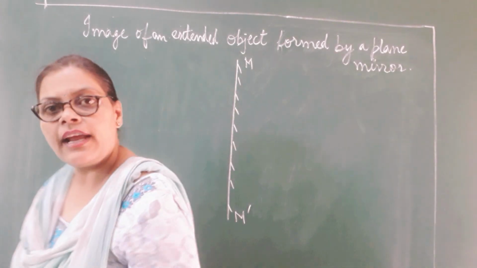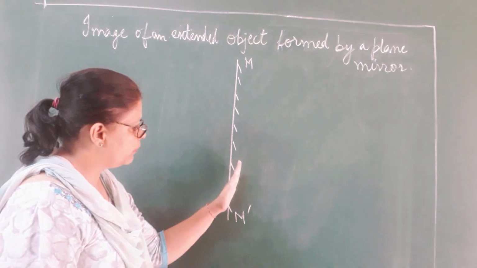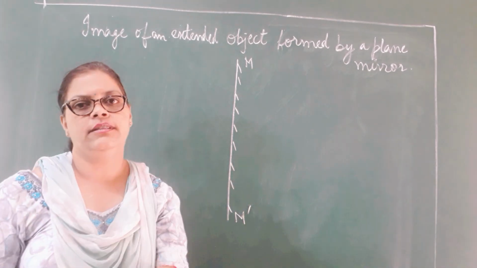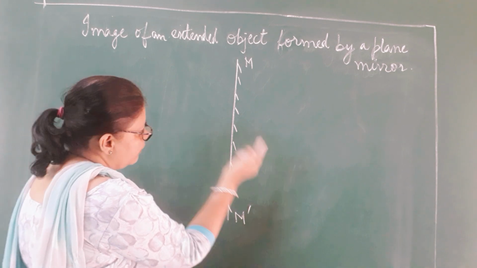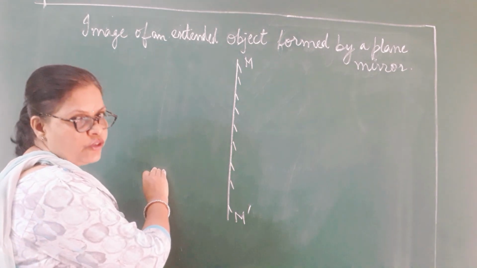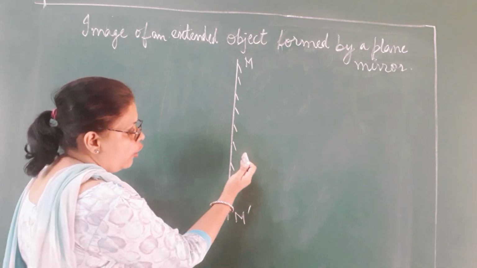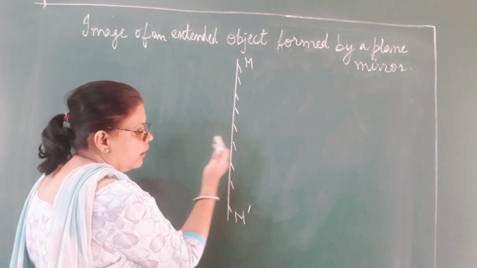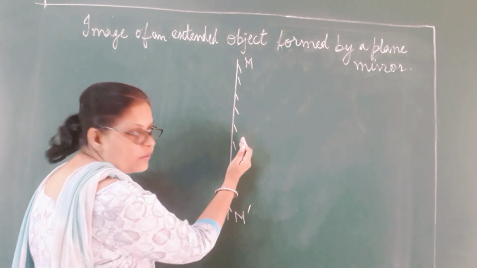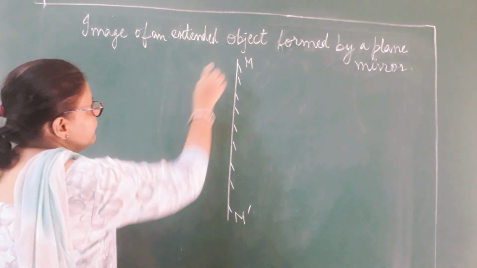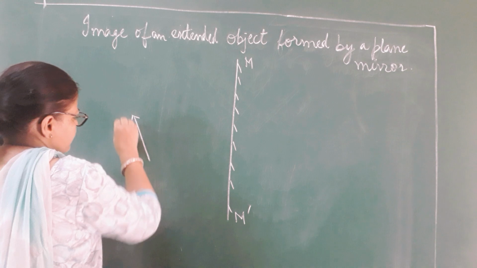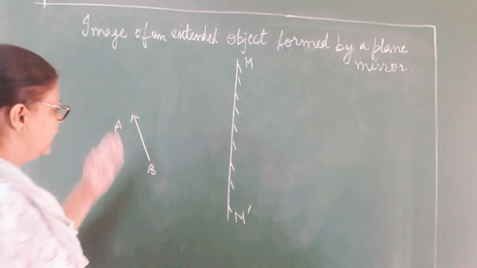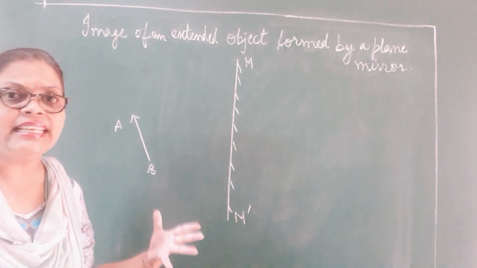If you remember, children, I told you your object has to be taken opposite to the polished surface. You can see the polished surface is this side. So where am I going to keep the object? The opposite side. Right, children? You cannot keep the object here. The object should always be placed towards the reflecting surface, not towards the polished surface. So because it is an extended object, I draw an extended object. It's my wish. I take it as AB.